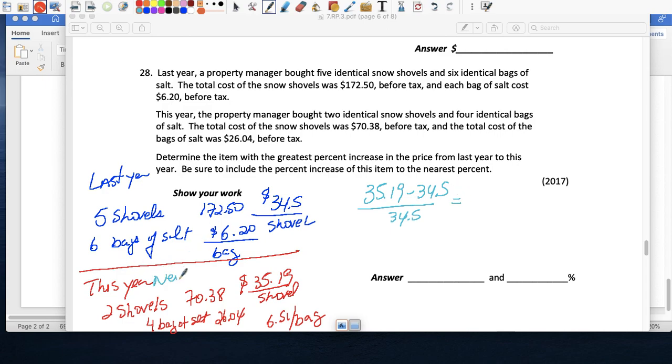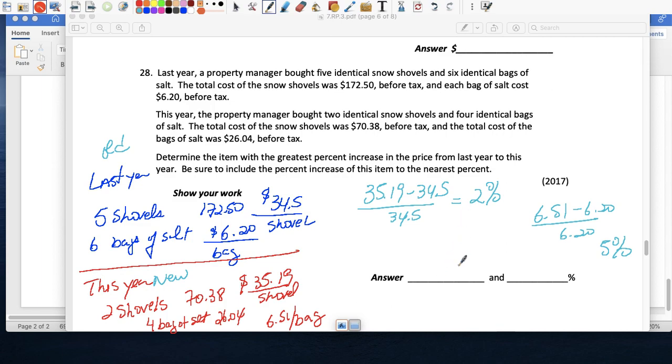Right, so this is the new, by the way, and this is the old. So 35.19 minus 34.5 divided by 34.5 equals a 2% increase. You get 0.02, change it to percent, multiply by 100. As for the bag of salt, it's 6.51 minus 6.20 over 6.20. Am I doing this right? Minus the old price, 6.2, and I get 5%. 0.05, make sure you change it to percent, you get 5%.